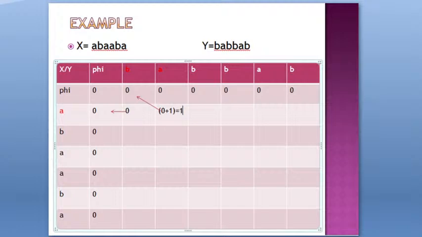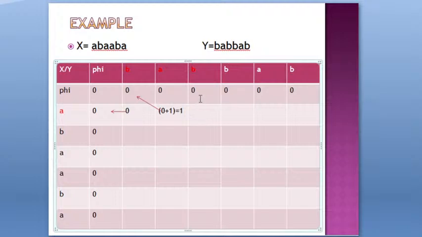Now next, I am trying to match A with B. Check, A is actually not matched with B, right? Because my character is A and here my character is B. So obviously it is not matched with each other. If it is not matched, what is the way? This is my cell where I am going to write my answer. Here my A is not matched with B.